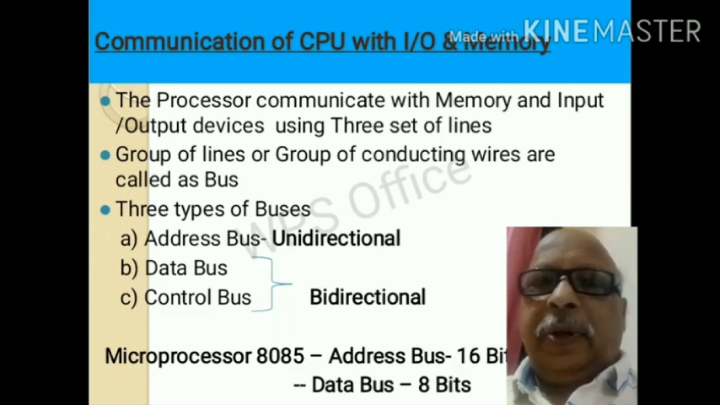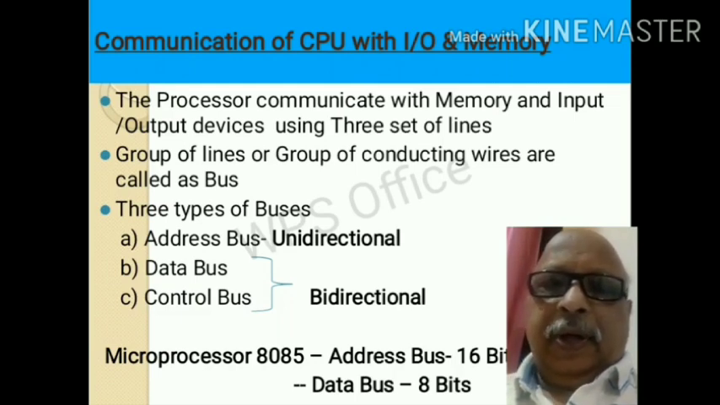The CPU exchanges information with the memory through a bidirectional bus, because it can take information from the storage device and it can give information to the storage device. That is bidirectional. Microprocessor 8085 has an address bus of 16 bits and a data bus of 8 bits.